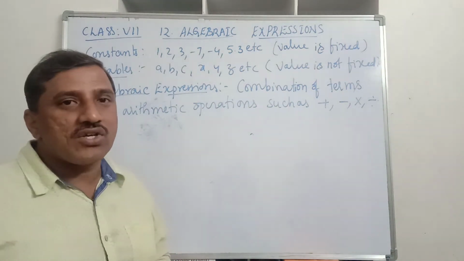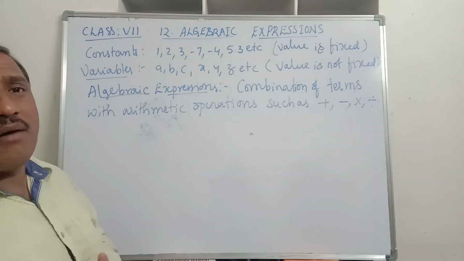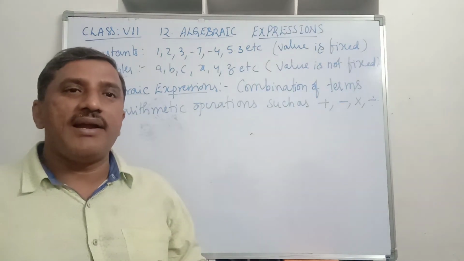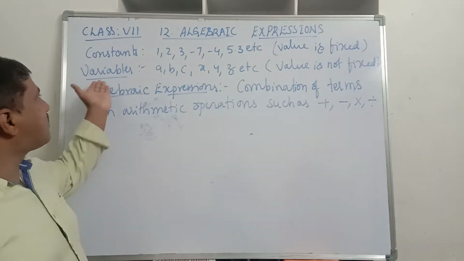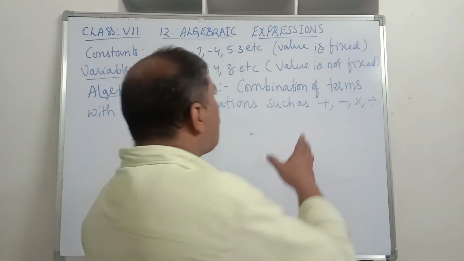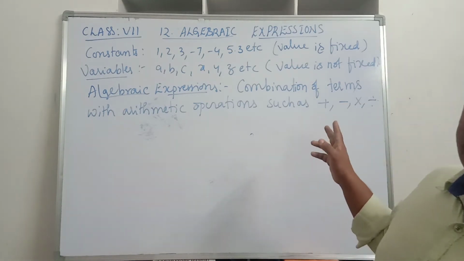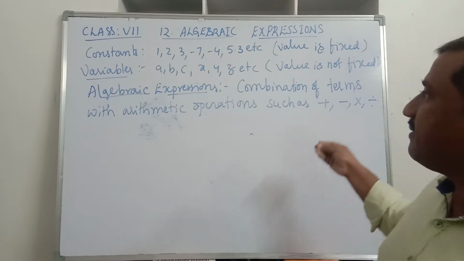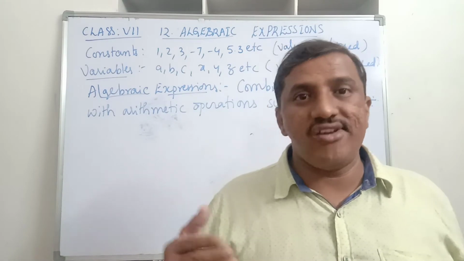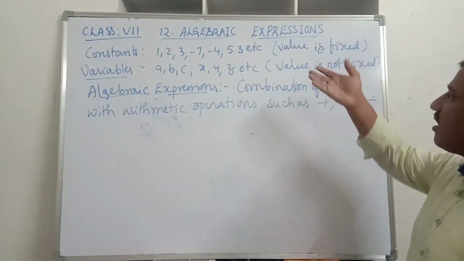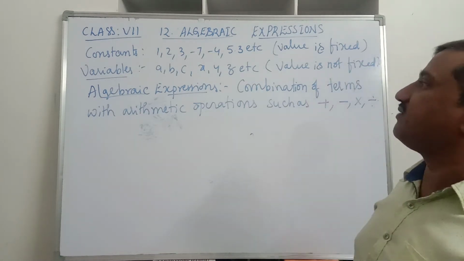Now I will start the introduction of this chapter. Algebra is the combination of numbers and alphabetical letters, the small case alphabetical letters, which we will call variables, whose value is not fixed. All small case alphabets like a, b, c, x, y, z, p, q, r, anything, we will take as variables. The term variable means which changes. Though they are also numbers, they don't have a fixed value.